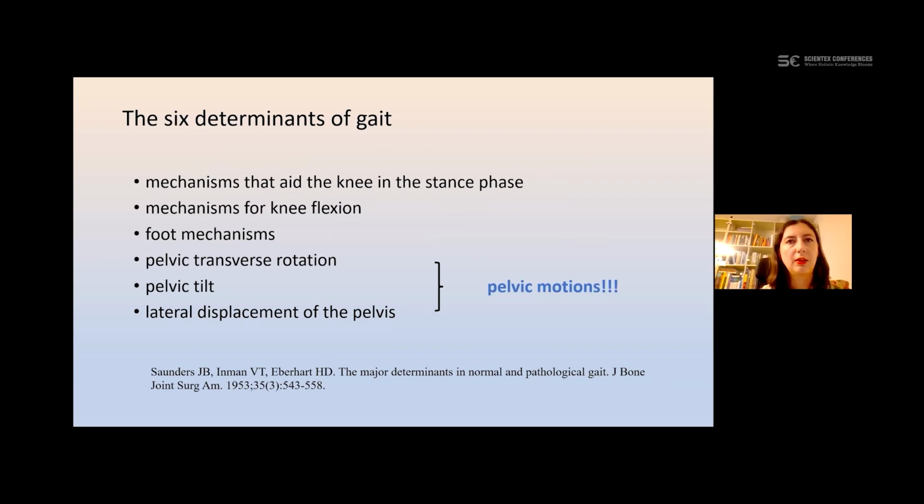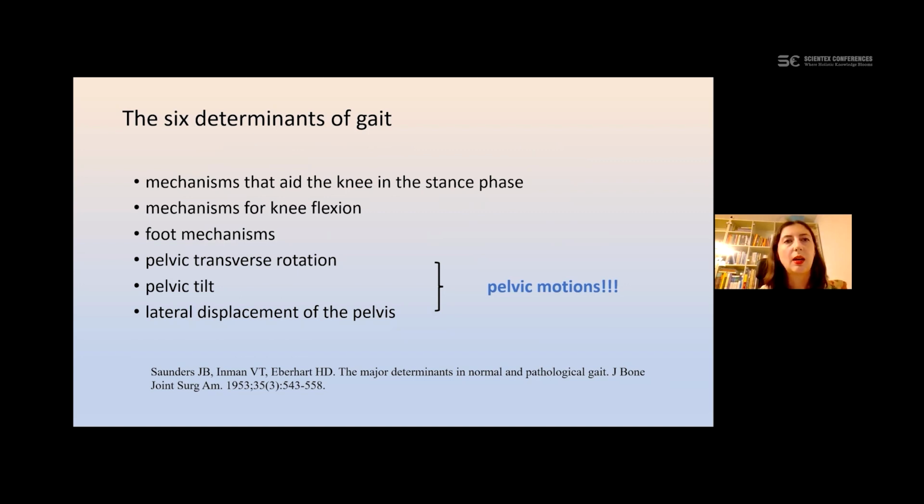Saunders et al. had a theory back in 1953 that stated that mechanisms at knee, foot, and hip level, together with pelvic movements, are responsible for reducing the vertical movement of the center of mass. The center of mass vertical remains inside the base of support, balance is acquired, the risk of fall is prevented, and natural gait patterns are achieved. This theory came to be known as the 6 determinants of gait theory.